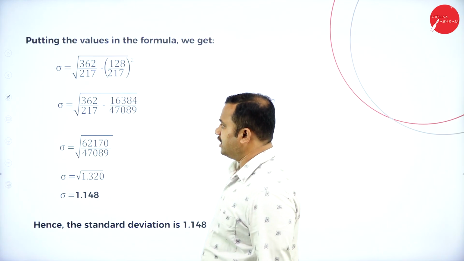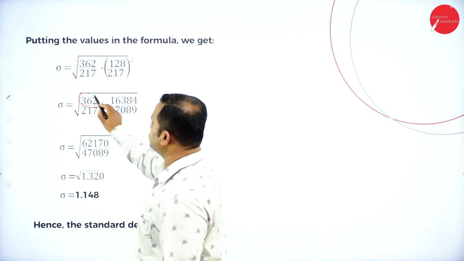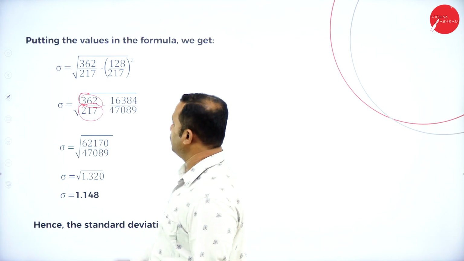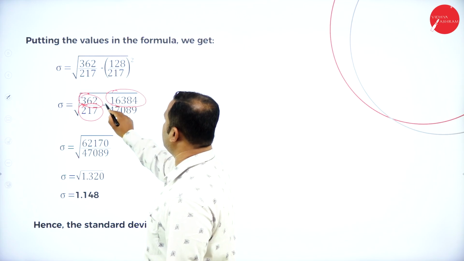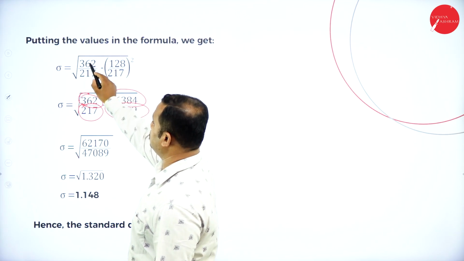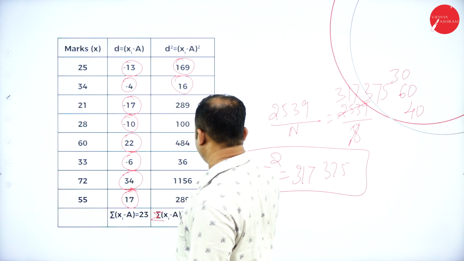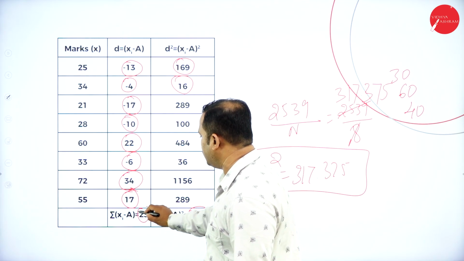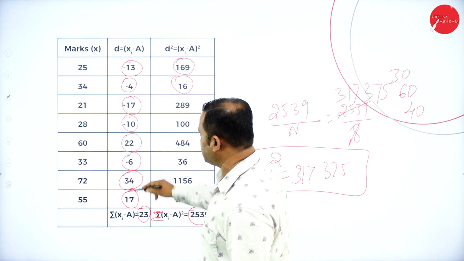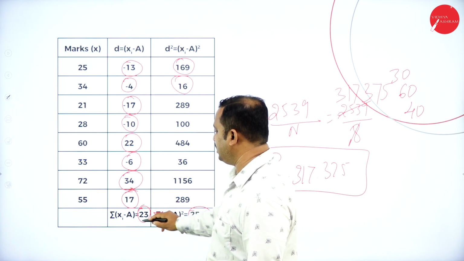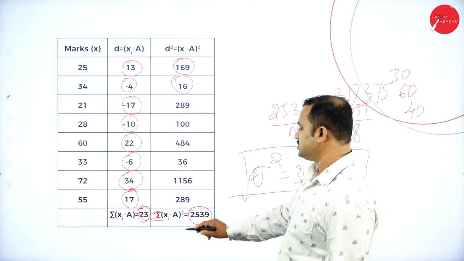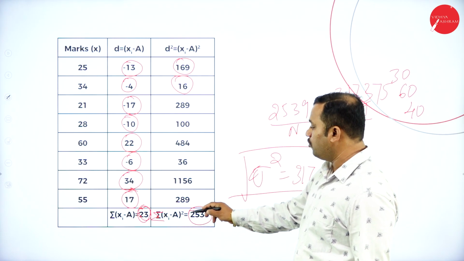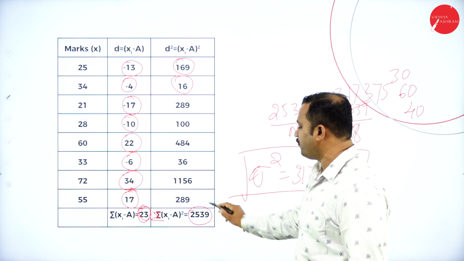That is the value of that. What is the value of that? 362 is the value divided by 217 minus 16384 divided by 47089. That is D is equal to 362. Please observe that. What is the value of D here? Xi minus A, that is 23. The summation of all these things will give the value of 23. That is summation of Xi minus A. Then summation of Xi minus A whole square is equal to 2539.